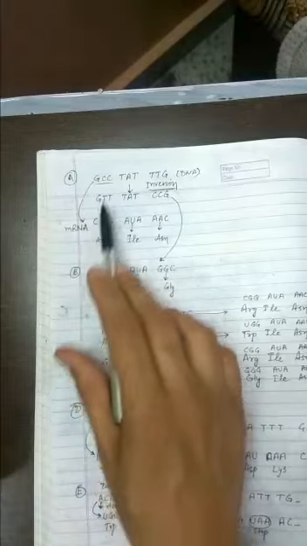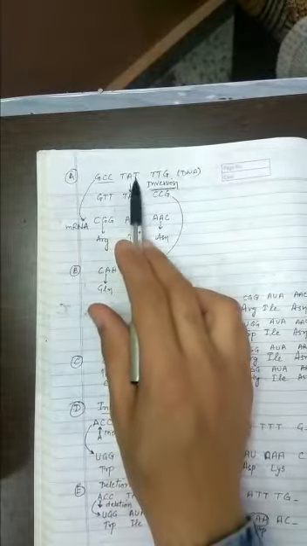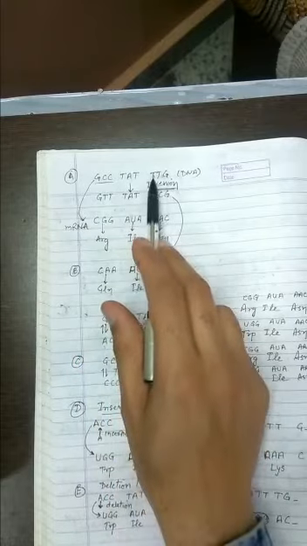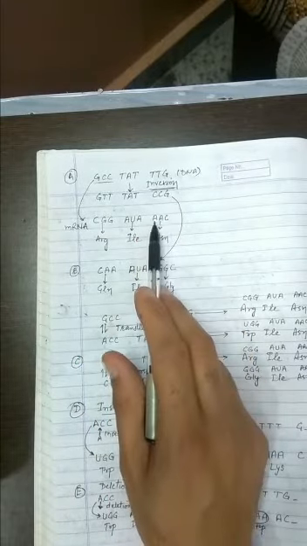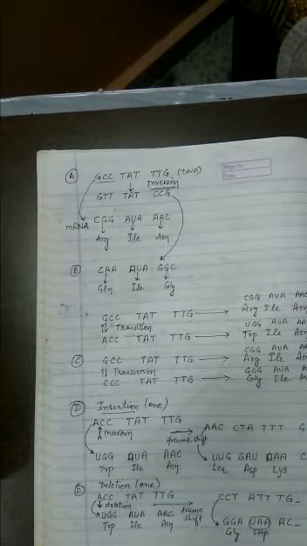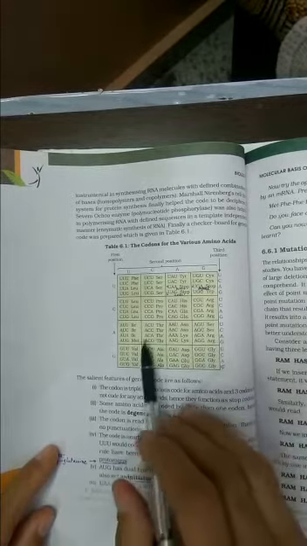CGG, because complementary. TAT complementary will be AUA. TTG complementary will be AAC. Now let's understand from the NCERT. If CGG is there, it will cause the formation of arginine.